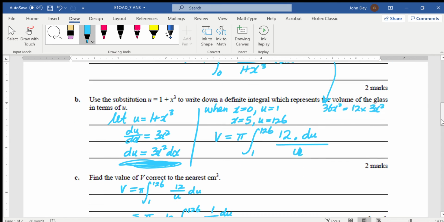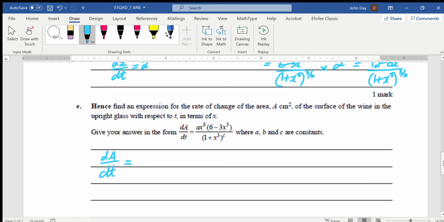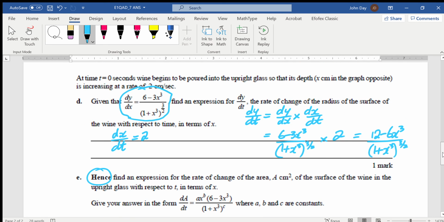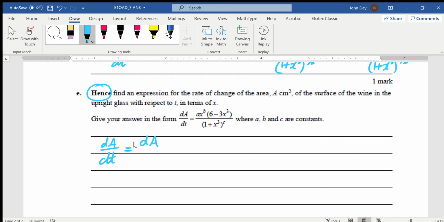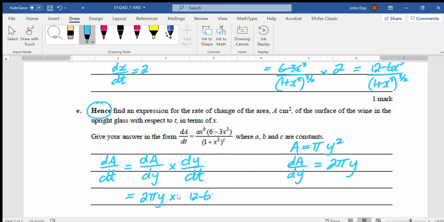So if we just go back to where we were, we need dA/dt, and they've said hence, and they've helped us find dy/dt. So maybe they're saying use dA/dy times dy/dt, since they used the word hence, and the last question was dy/dt. Now, the area is pi times y squared, so dA/dy is 2 pi y. So I'll just write that down, 2 pi y, and dy/dt is (12 minus 6x cubed) on (1 plus x cubed) to the 3 on 2.